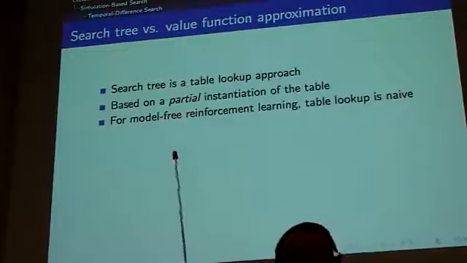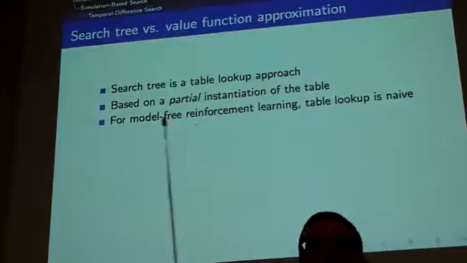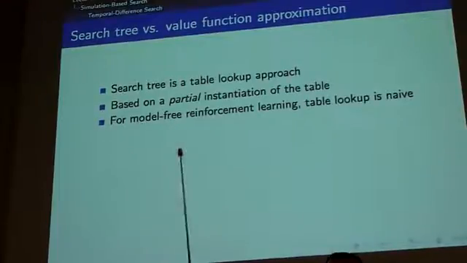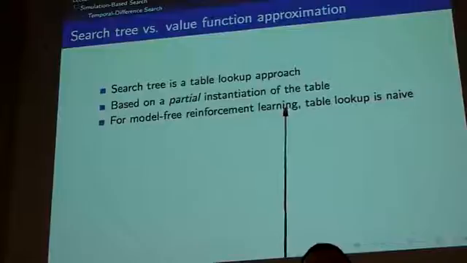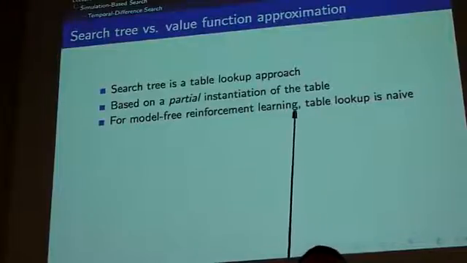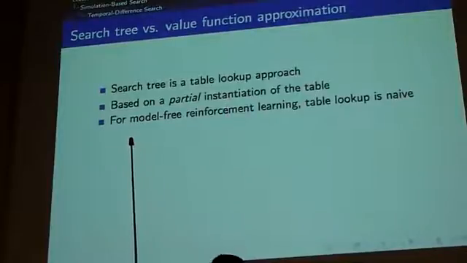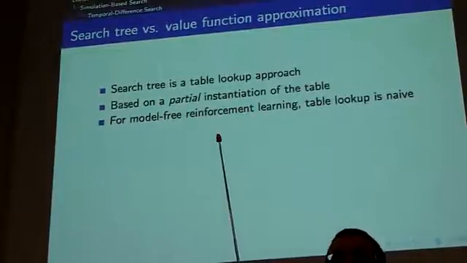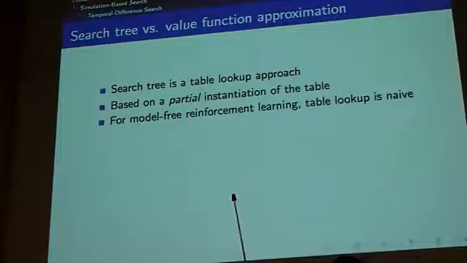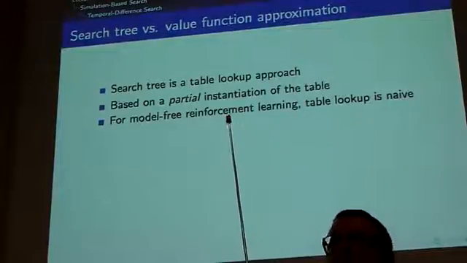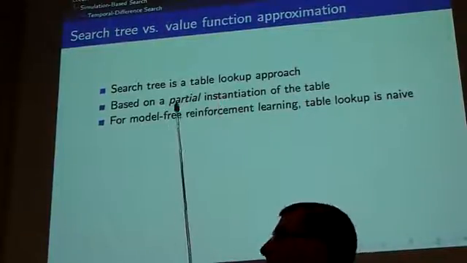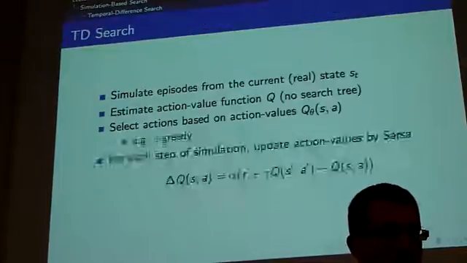In practice, what do people do? Well, in practice, people don't use table lookup. Why don't they use table lookup? Because A, you need a lot of memory to represent everything. B, it's very inefficient to learn about each state and action separately in a table. It's much more efficient to use function approximation so that you can generalize from one part of your state space to another. So that's a bit like saying you have some big search tree.